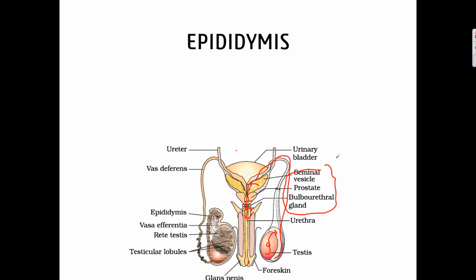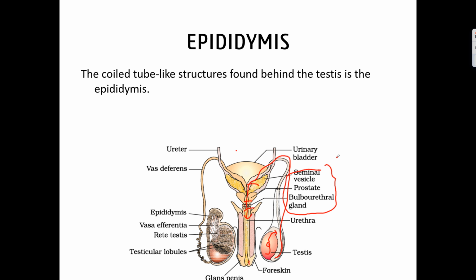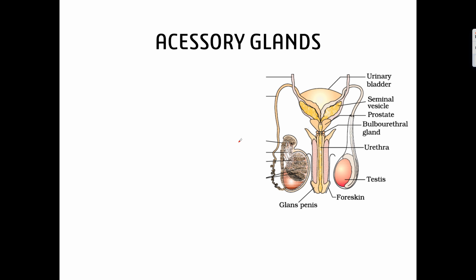So this is how the sperm is going to travel. Okay, so now let us look at the epididymis in detail. The epididymis consists of coiled tube-like structures found behind the testis. Here the sperms are stored for about 20 days for maturation.